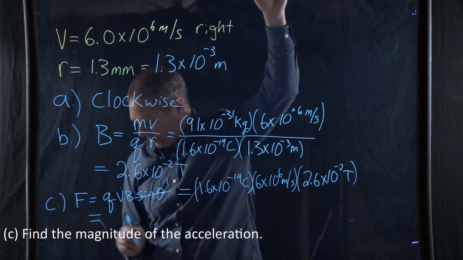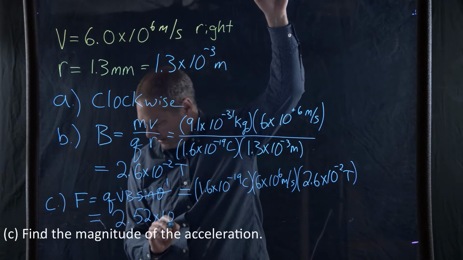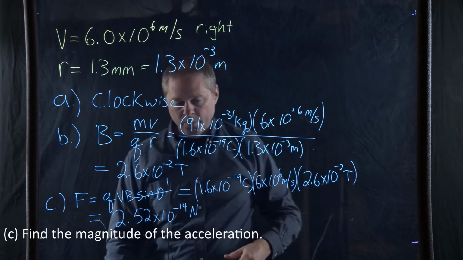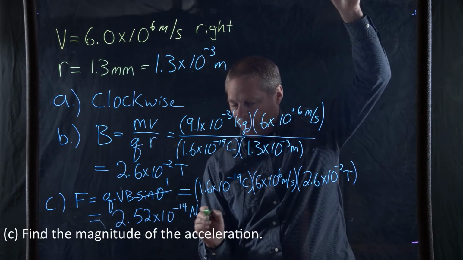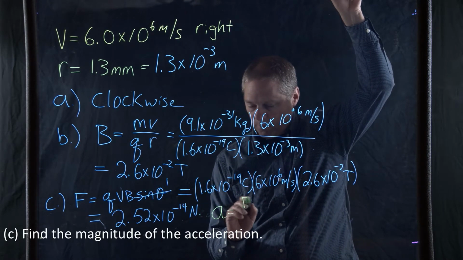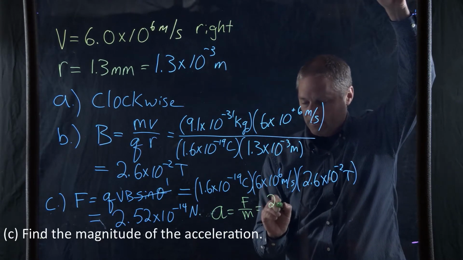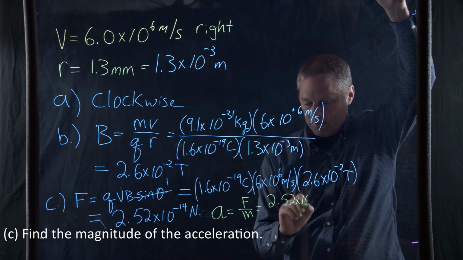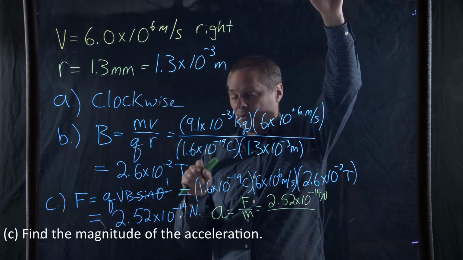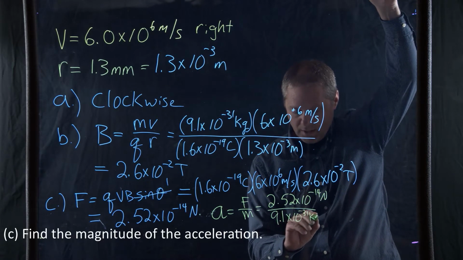If we do this arithmetic very quickly, this becomes equal to 2.52 times 10 to the negative 14th newtons. That's our force. But we have to remember that force is equal to mass times acceleration, so our acceleration is equal to force over the mass. We just found the force is 2.52 times 10 to the negative 14th newtons, divided by the mass of our electron, which is 9.1 times 10 to the negative 31 kilograms.